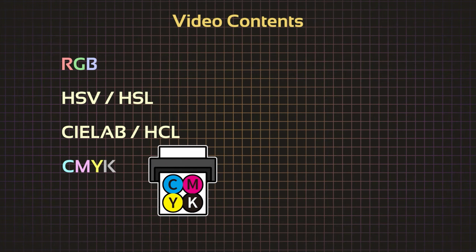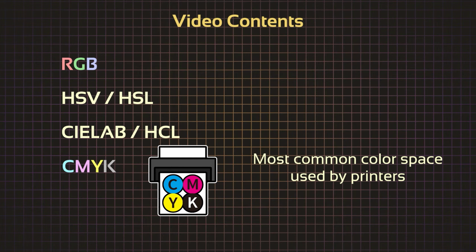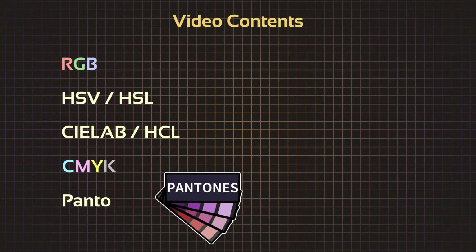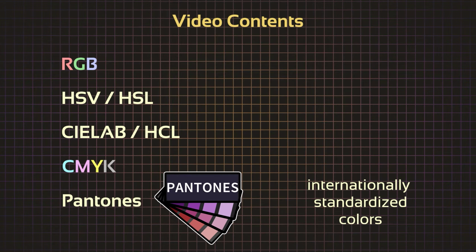Then CMYK, which is only relevant if you're planning on printing something out. But if you do print something out on an at least semi-professional level, it is very important to understand this one. And last, I'll shortly talk about Pantones. Perhaps you have heard of these before. I want to use this opportunity to clear some things up about those.